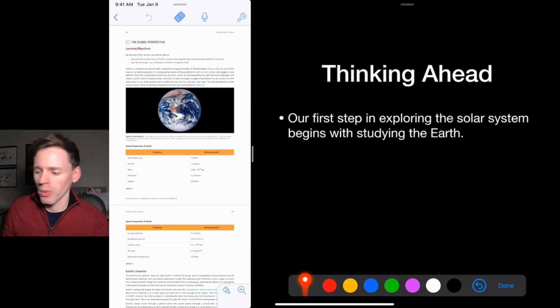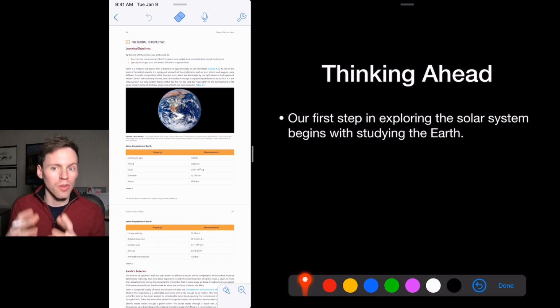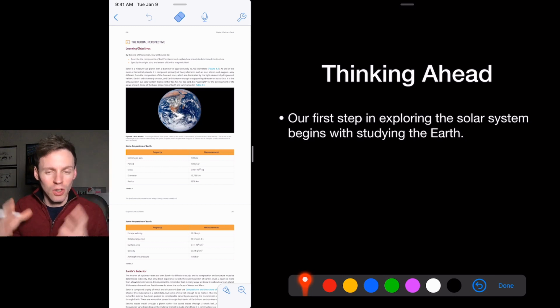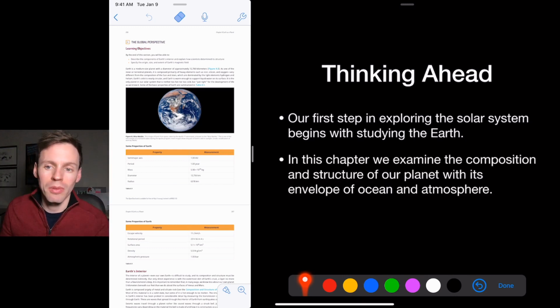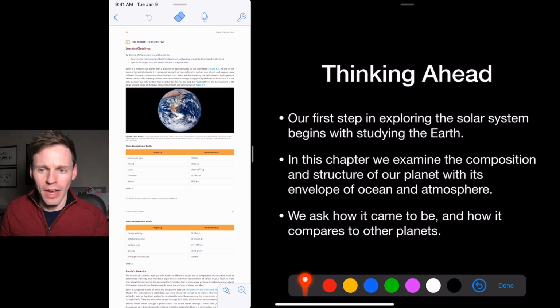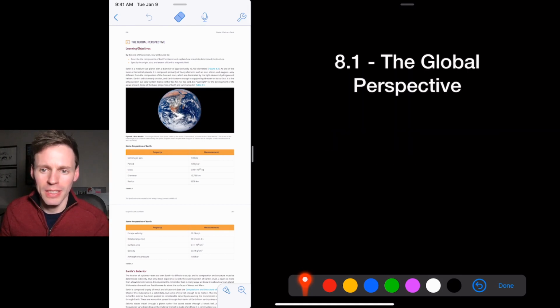Our first step in exploring the solar system begins with studying the Earth. NASA does planetary science. Why? Because Earth is a planet. By studying Earth, we can learn about other planets and vice versa. In this chapter, we examine the composition and structure of our planet with its ocean and atmosphere. We also ask how it came to be and how it compares to other planets.